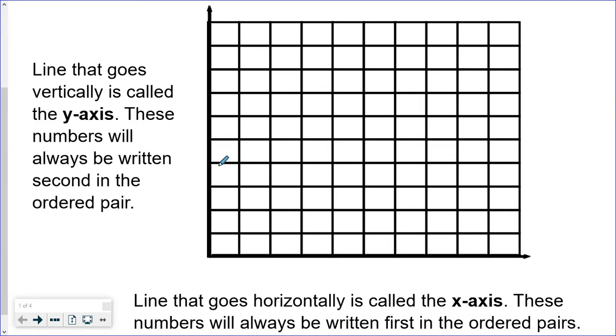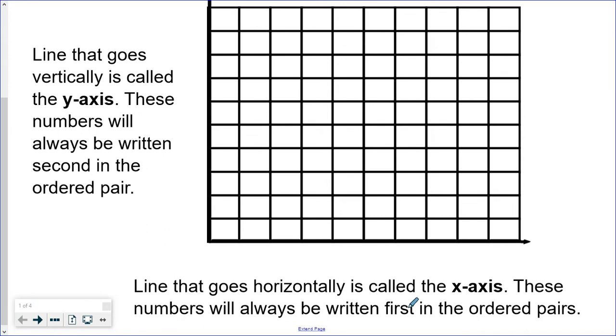I'm going to scroll down just a little bit here to show you that, for example, this horizontal line right here is called the x-axis. When you go to put numbers on the x-axis, these are always the numbers that are going to be listed first. We're going to talk about that on our next slide, and I'll give you some examples in a few minutes.